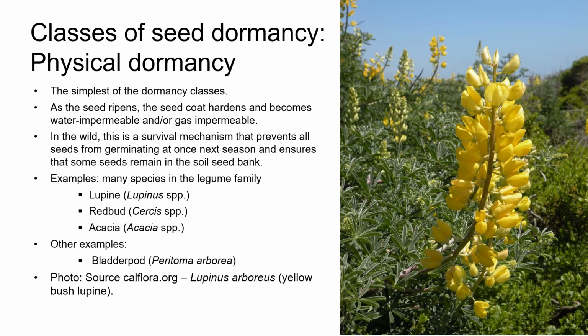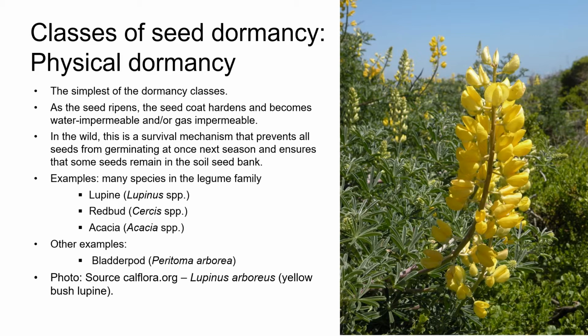Let's look at physical dormancy first. This is probably the simplest of the dormancy classes, both in terms of understanding it and overcoming it. As seed ripens, the seed coat hardens and becomes water impermeable and/or gas impermeable. In the wild, this is a survival mechanism that prevents all seeds from germinating at once next season and ensures that some seeds remain in the soil seed bank as a backup.